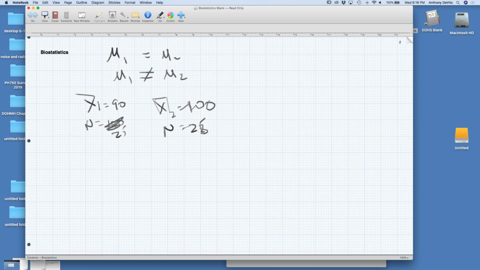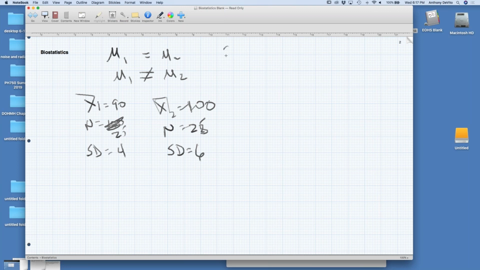Okay, square root of 25 is 5. 5, 2, 2. I'm going to say that the standard deviation for this group here is equal to 4, and the standard deviation for this group here is equal to 6. Okay, so now I have something else.